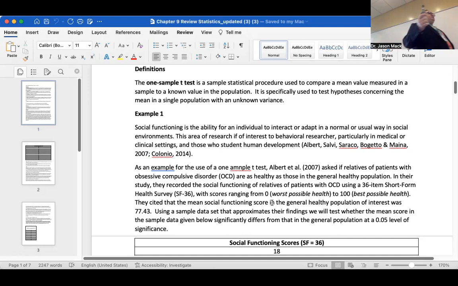Social functioning is the ability for the individual to interact or adapt in a normal or usual way in social environments. The area of research is of interest to behavioral researchers, particularly in medical or clinical settings, and those who study human development. Should say sample.